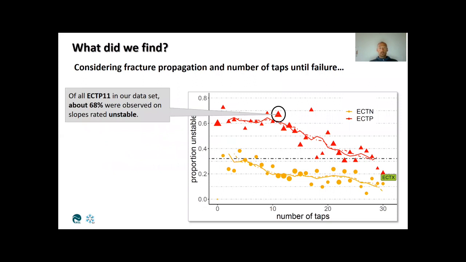We can now plot all the combinations of the number of taps required to initiate a fracture, and in a plot like this, you see quite a few points. The way you can read these points is, for instance, if we look at ECTP 11, about 68% of those were observed on slopes rated unstable.